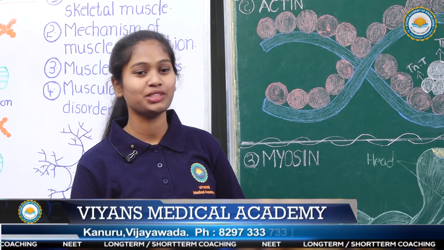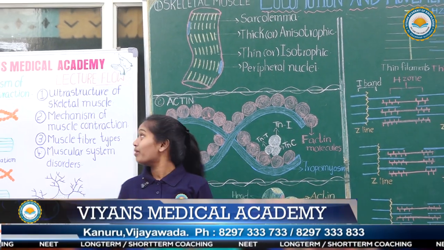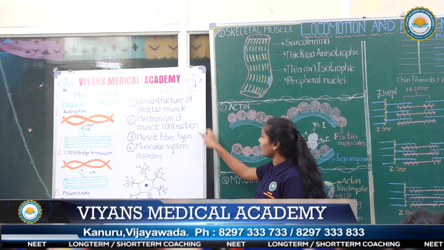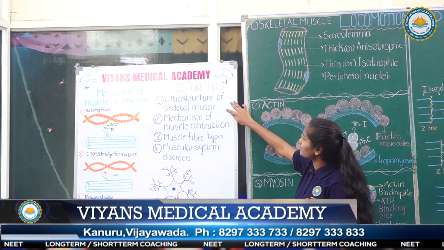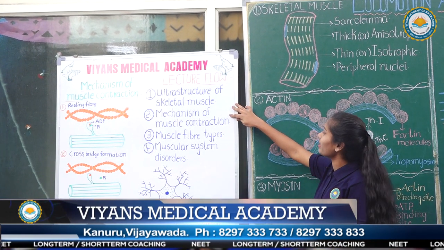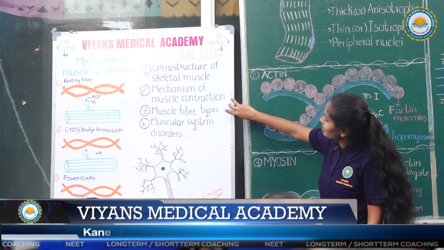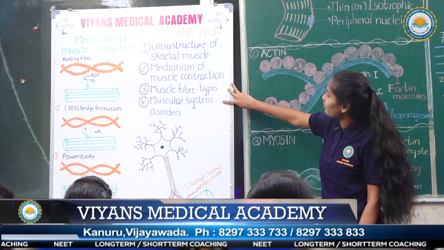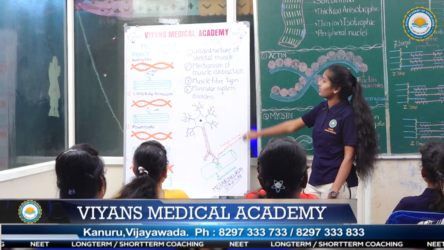Today I am here to explain to you about locomotion and movement. My lecture flows in this pattern. The first point is the outer structure of the skeletal muscle, and second, the mechanism of muscle contraction. Our third point is muscle fiber types, and our last point of discussion is muscular system disorders.